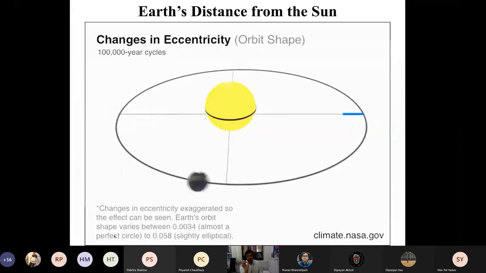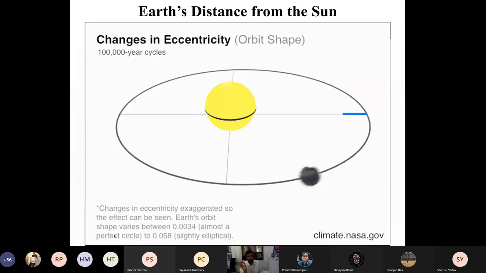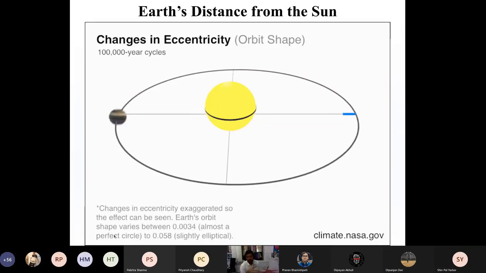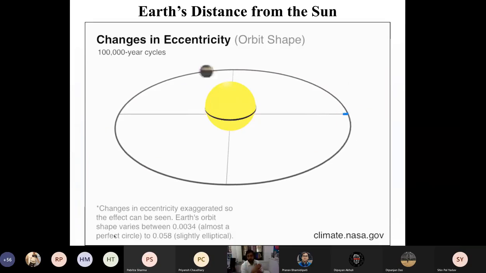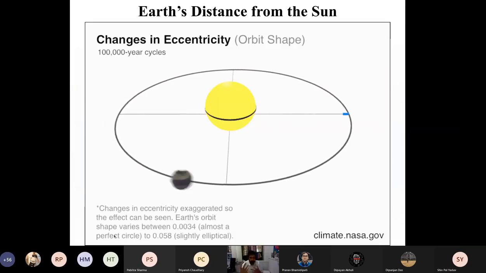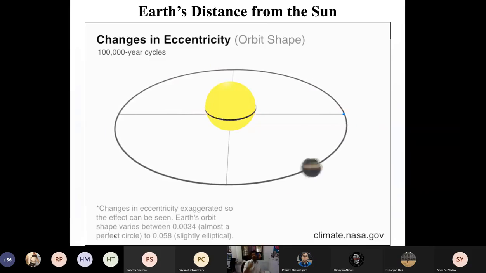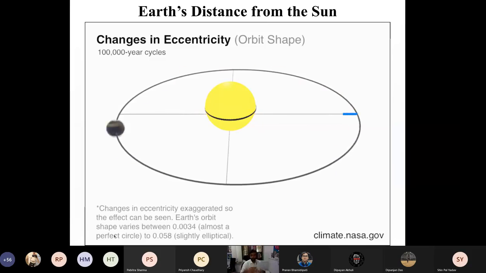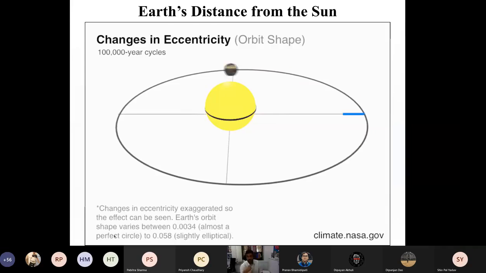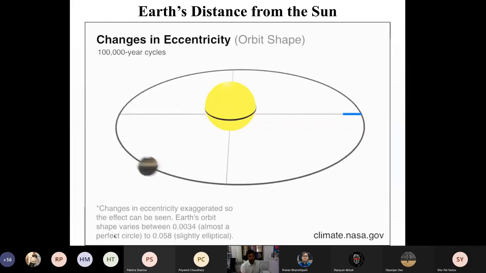Now let's first start with eccentricity. The eccentricity is nothing but change in the ellipticity of the Earth's orbit around the Sun. The shape varies between an ellipticity of 0.0034 to 0.058, which is slightly elliptical. And an e-value of 0.0034 is almost as good as circular. And this change happens over 100,000-year time scales. Why are we mentioning these time scales? Because these time scales will become important when we are trying to understand glacial, interglacial climate change.